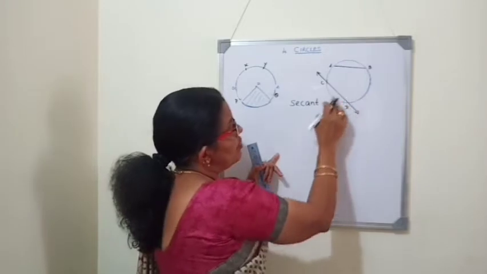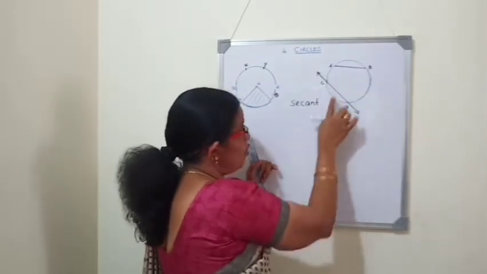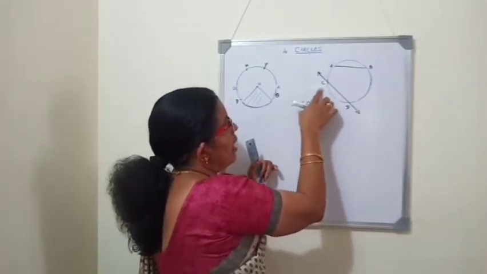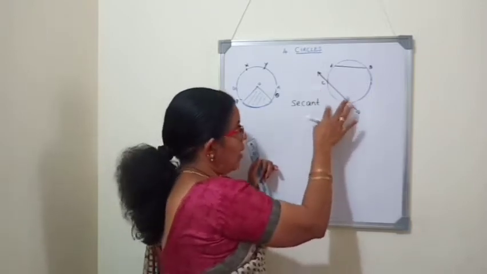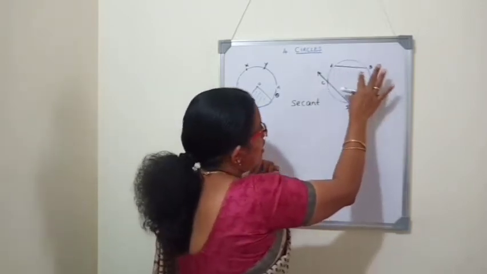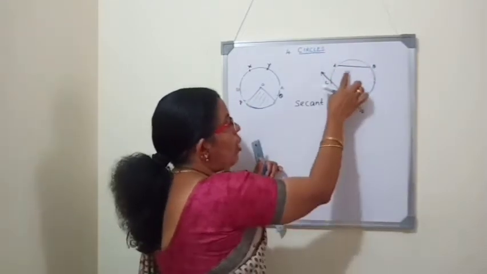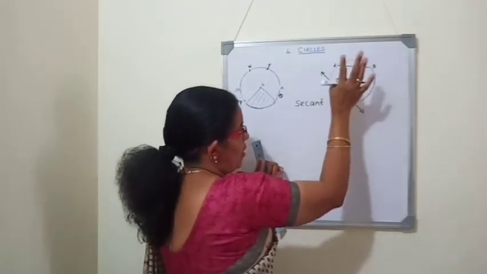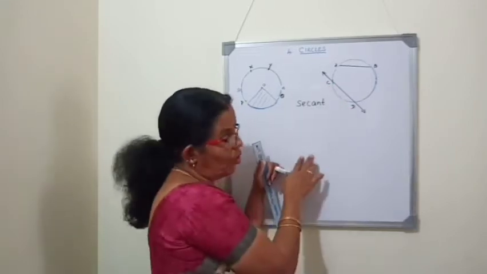So what is the difference between a secant and a chord? A chord is a line segment. So you know the difference between a line and a line segment. A line means it can be extended on either side. There is no fixed measurement for a line. But a line segment, we can measure it. It has a starting and ending point. So a chord is a line segment which joins the circle at 2 points. A secant is a line which touches the circle at 2 points.